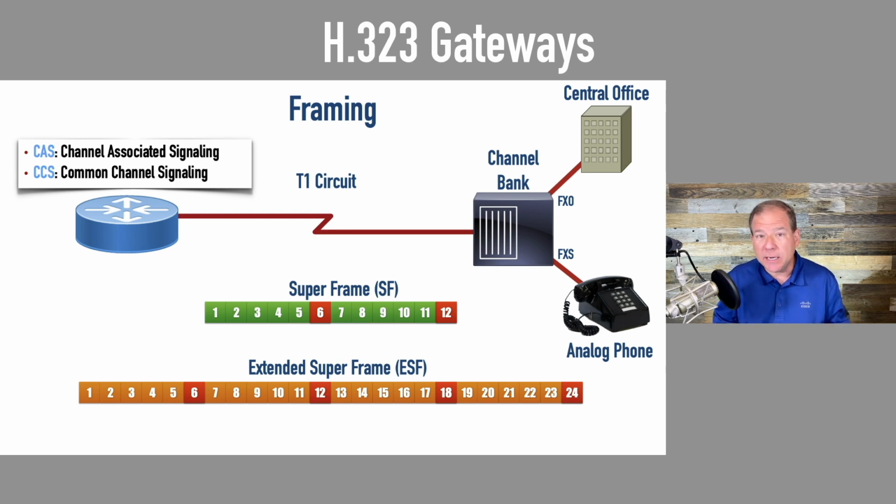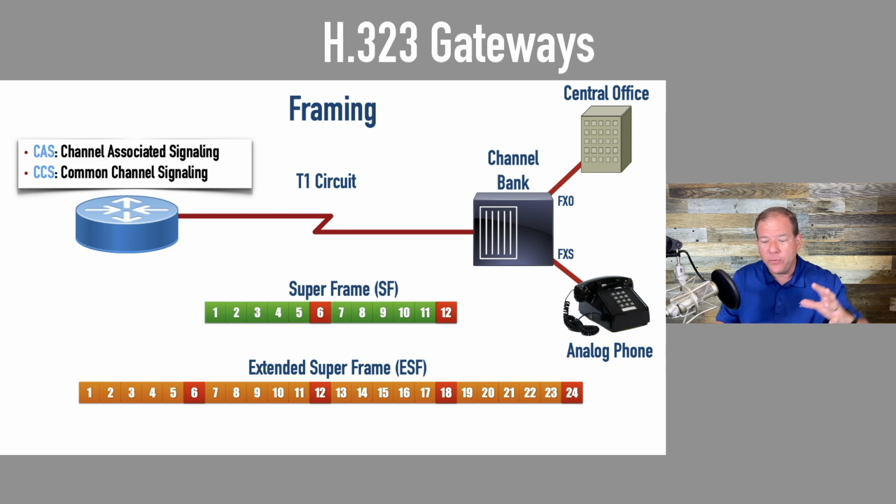Channel associated signaling is not what we're going to do today. Channel associated signaling is where if we've got 24 slots, we're going to use all 24 slots to send different voice calls. We can have 24 voice calls because we're using each of those 24 channels for a voice call. The challenge is, how do we send signaling information? How do we say that a phone went off hook or a phone goes on hook? Well, we're going to use some framing bits.